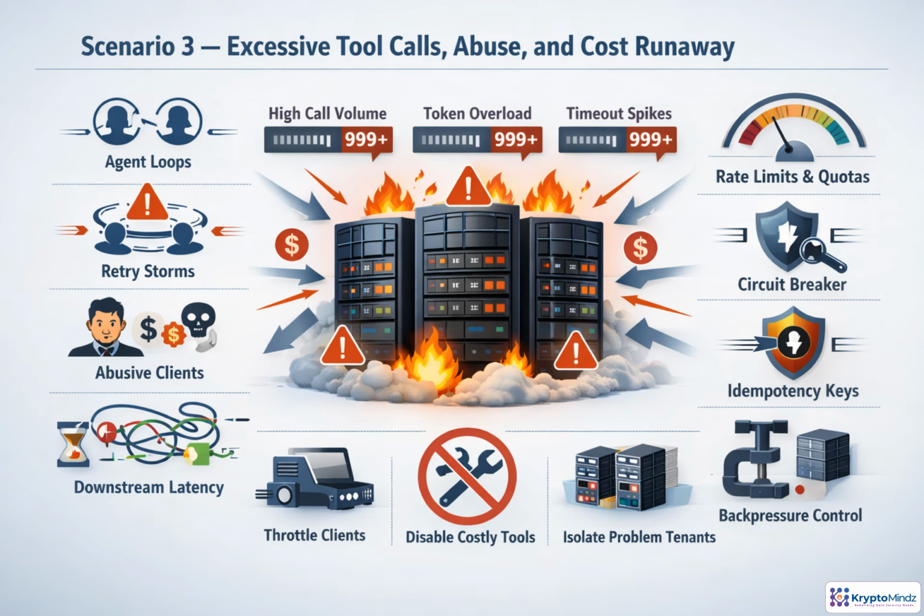A common reliability pattern is retry amplification. An agent gets stuck in a loop, or retries pile up while a downstream service is slow. Suddenly, the MCP server is handling thousands of repeated tool calls, tokens spike, queues grow, and timeouts create even more retries. This is both an availability problem and a cost problem. Quotas, rate limits, circuit breakers, idempotency keys, and back pressure give you safe ways to slow traffic, shed load, or isolate the noisy tenant.